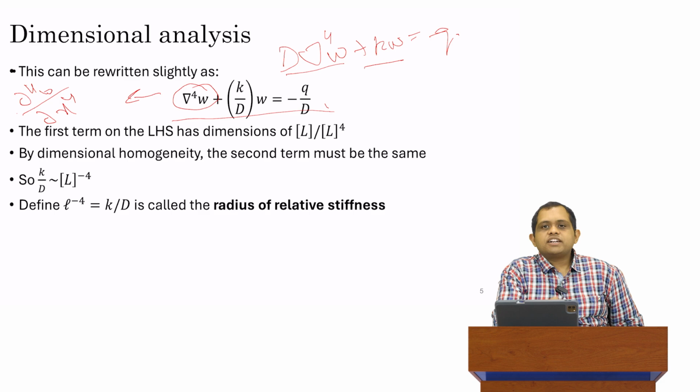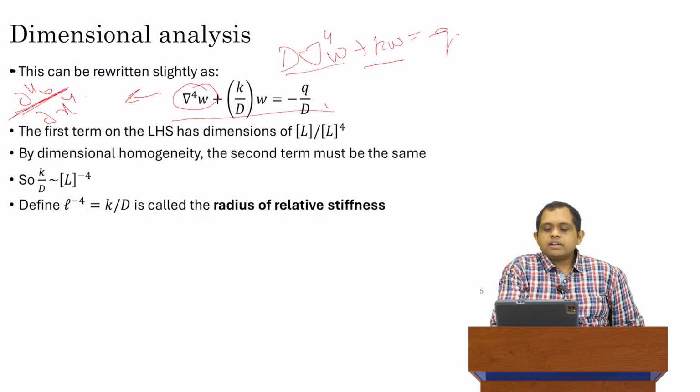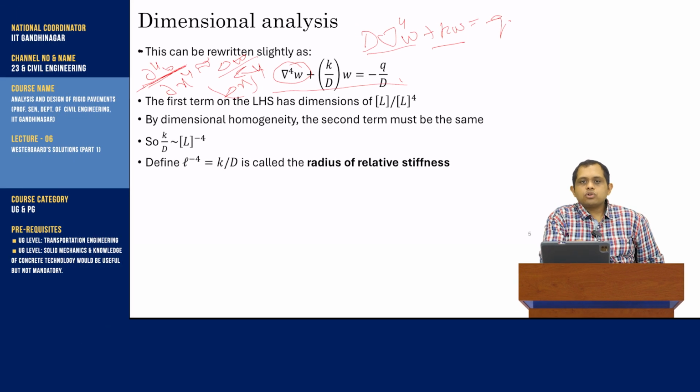Let's do a dimensional analysis of this. So in a dimensional sense, we can rewrite this as approximately delta w divided by delta x power 4. Now, delta w is going to have a dimension of length, and delta x power 4 has some dimension of length raised to the power of 4. So overall, this term, del power 4 w, is going to have the dimension length divided by length to the power of 4.